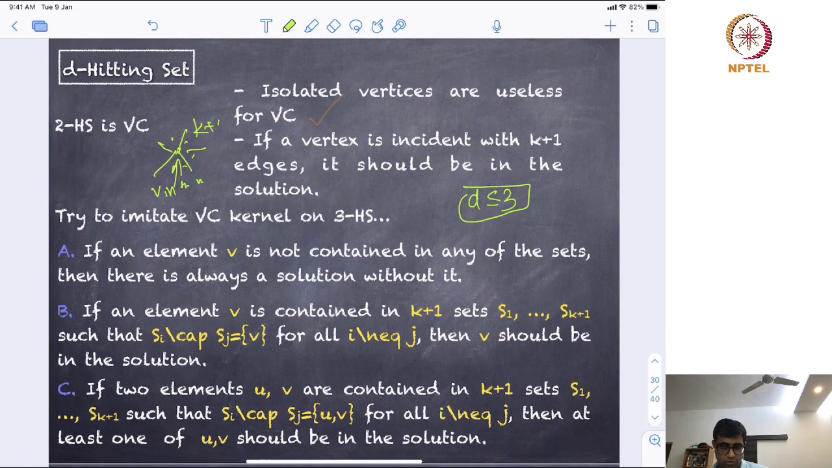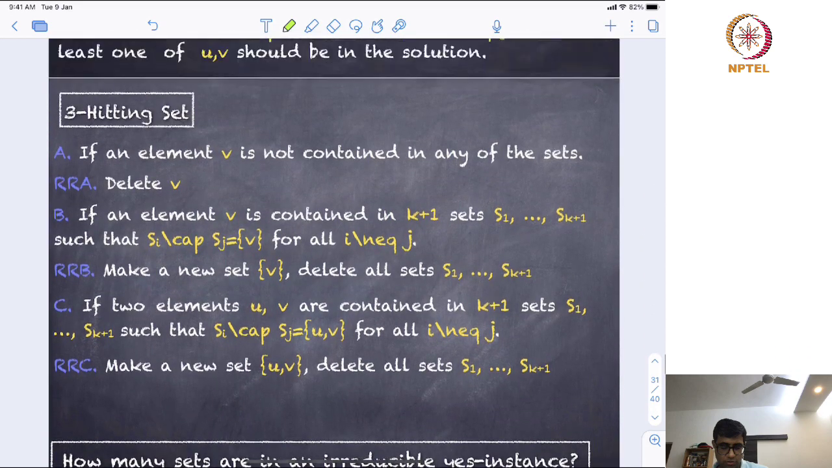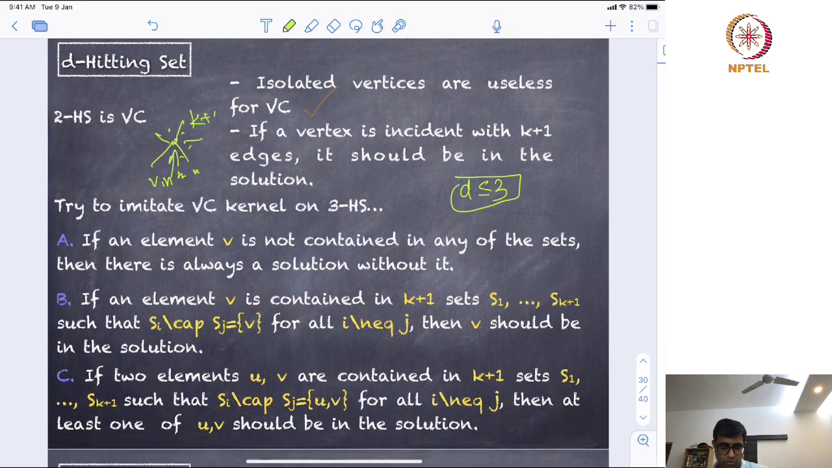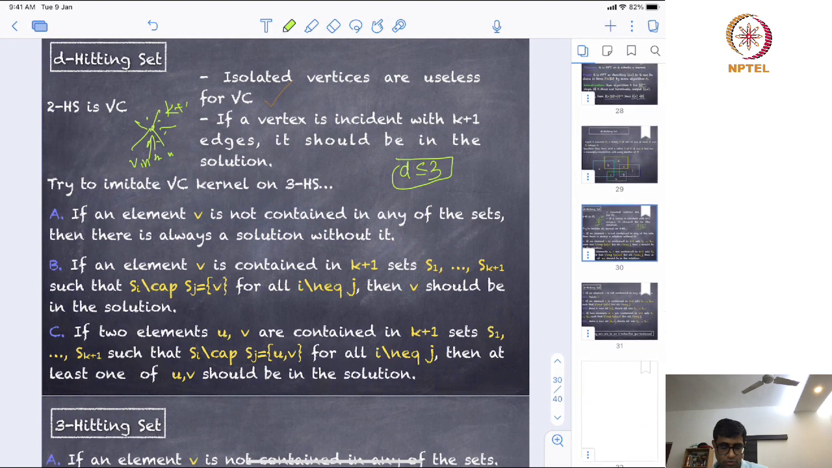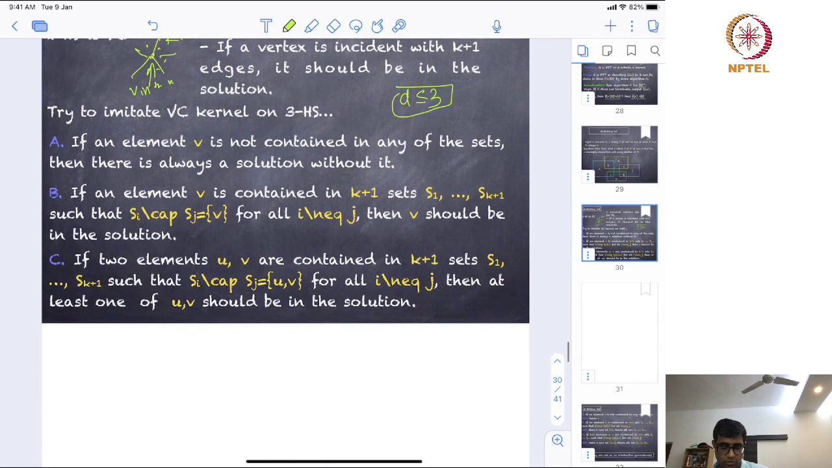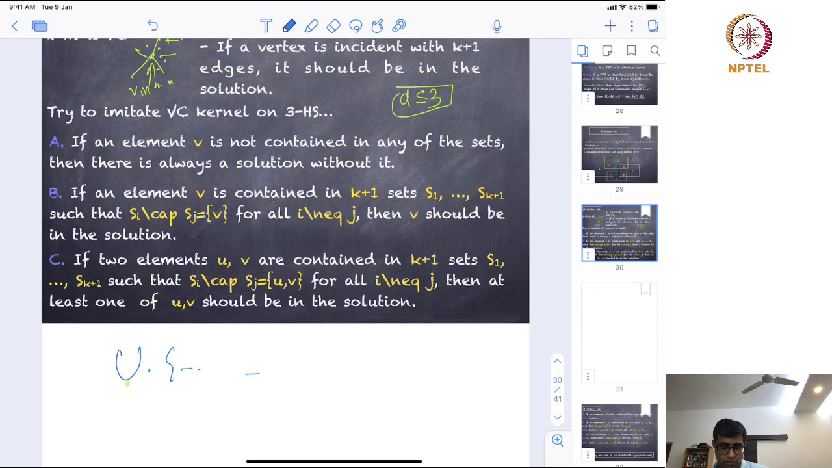If an element v is not contained in any of the sets, then there is always a solution without it. It is the same as isolated vertices. So we are making some observations. What is, if an element v is not contained in any set? An element is present in the universe, but this element doesn't occur in any set. So it is the same as saying that a vertex is not part of any edge, so it's an isolated vertex. Then we can delete v without changing the answer.